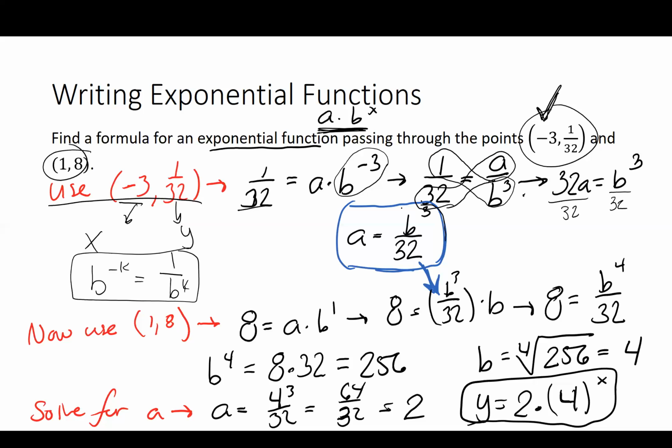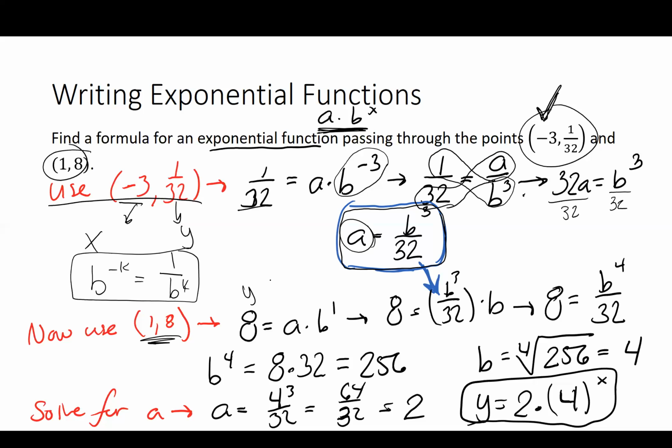And I get this little guy here. A is b cubed over 32. Now, I'm going to do the same thing, but I'm going to use the second coordinate pair. And what I'm going to do is substitute this value of a in at the appropriate time.